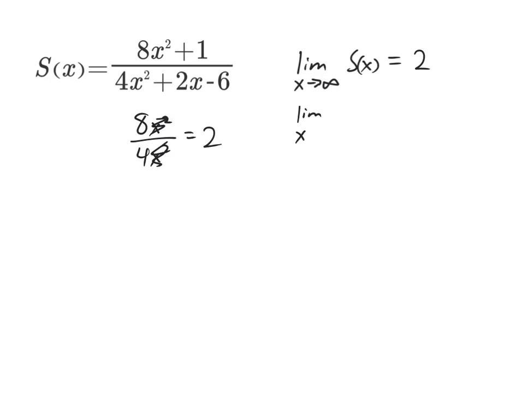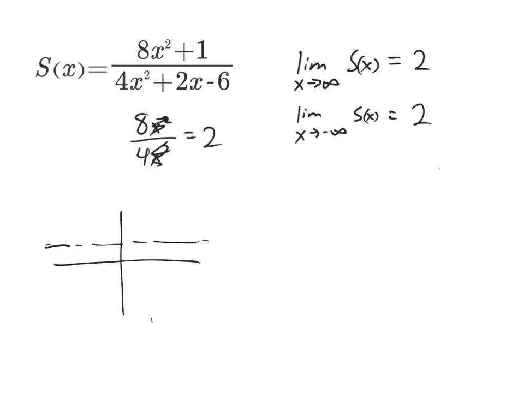The limit as x goes to negative infinity of S of x. Now, if it is one of these rational functions, it will have the same limit going both directions, which means if I graph it, it's going to start at 2, and then it's going to do something weird, and then it's going to end at 2 right here. This means my horizontal asymptote is going to be at y equals 2. So there's my horizontal asymptote.